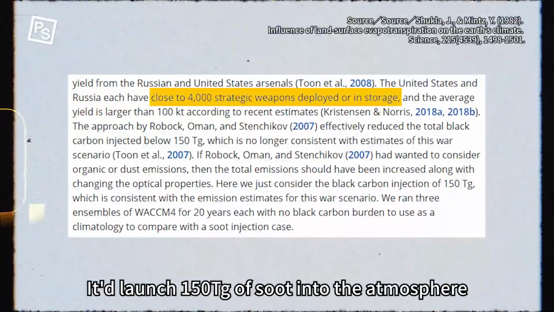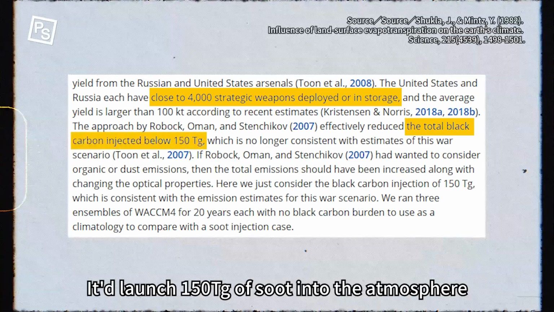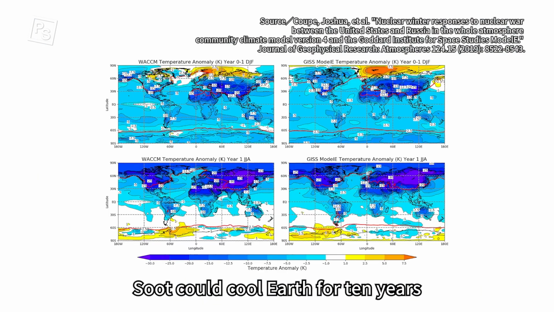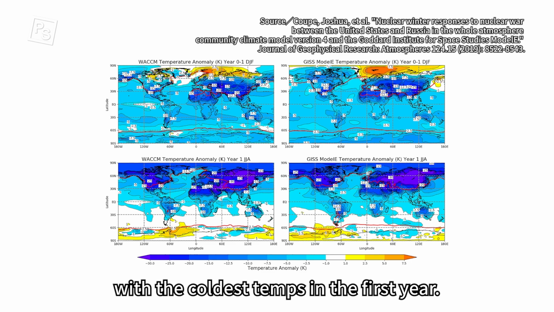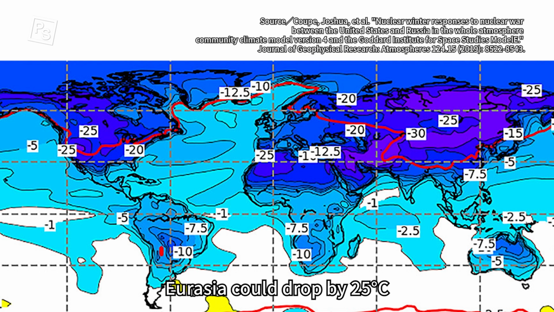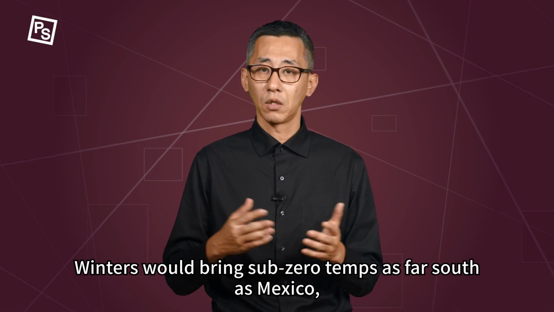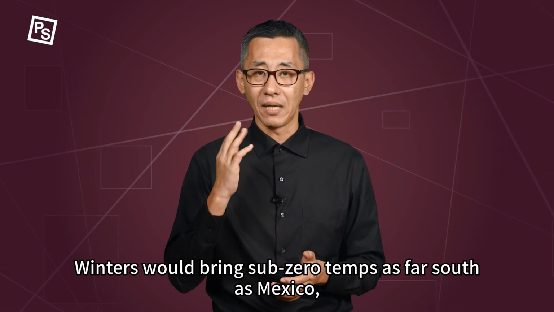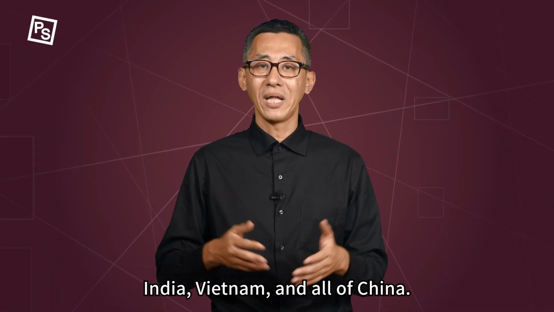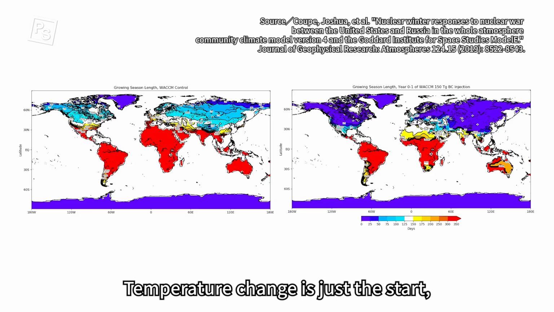It launched 150 teragrams of soot into the atmosphere, triggering nuclear winter. Soot could cool Earth for 10 years, with the coldest temps in the first year. Summers in North America and Eurasia could drop by 25 degrees. Winters would bring sub-zero temps as far south as Mexico, India, Vietnam, and all of China. Temperature change is just the start.